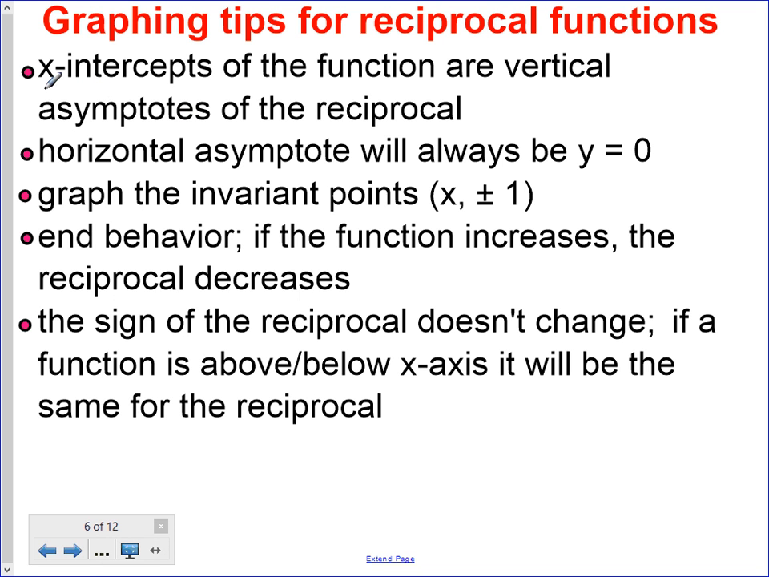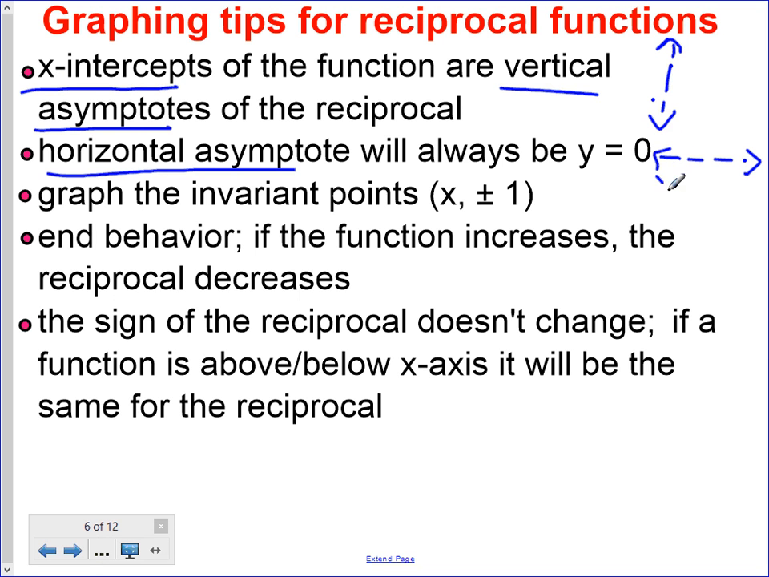So just to recap some of the tips that we talked about, x-intercepts of the function become vertical asymptotes of the reciprocal. Those are those vertical dotted lines that a graph can come close to but not cross. We talked about horizontal asymptotes. That's that horizontal line at y equal to 0, which is also known as the x-axis. So a reciprocal function will never cross or touch the x-axis. We're always going to look at invariant points when y is positive and negative 1, again because the reciprocal of 1 is 1 and the reciprocal of negative 1 is also negative 1. We're going to look at those big and small points.